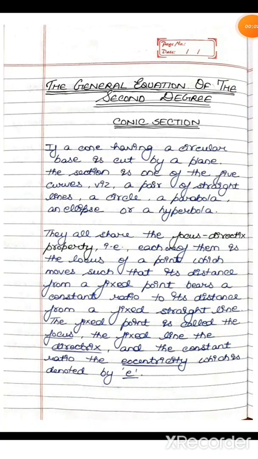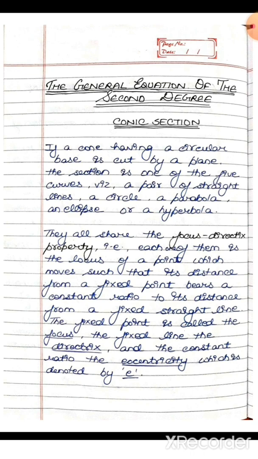So, the topic for today's video is the general equation of the second degree. Under this topic, we will first study about conic section. If a cone having a circular base is cut by a plane, the section is one of the five curves: a pair of straight lines, circle, parabola, ellipse or a hyperbola.